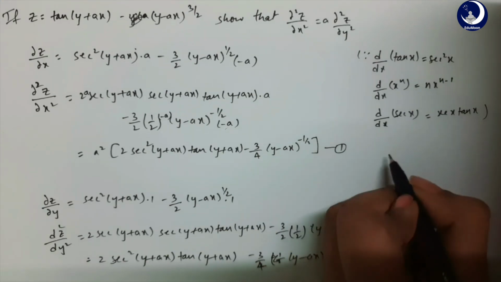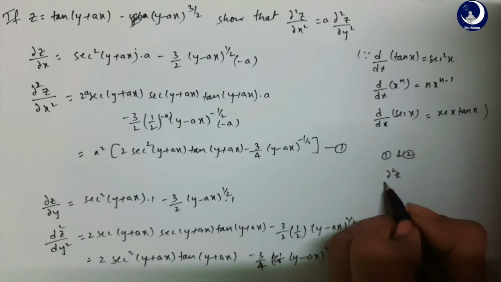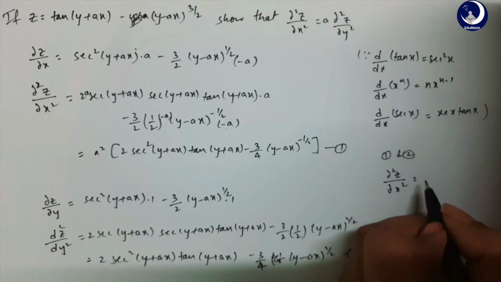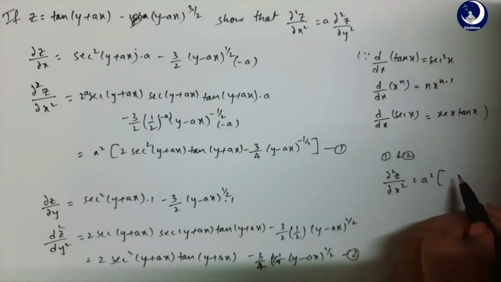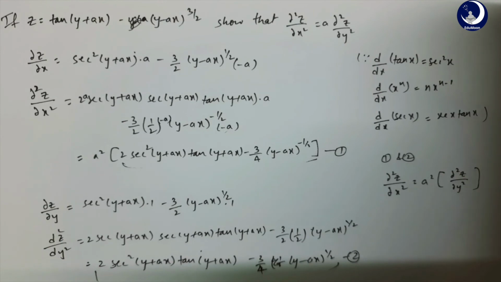If we compare equations 1 and 2, we get that ∂²z/∂x² is equal to a² times ∂²z/∂y², because this whole term and this whole term are the same, so you substitute this over here. And let's go on with the next topic.